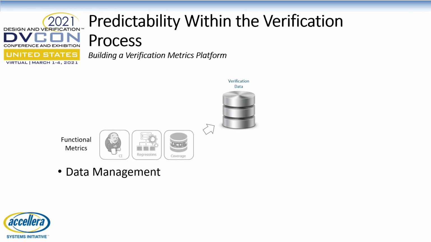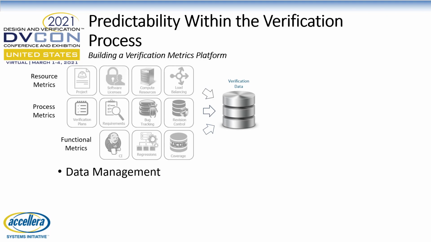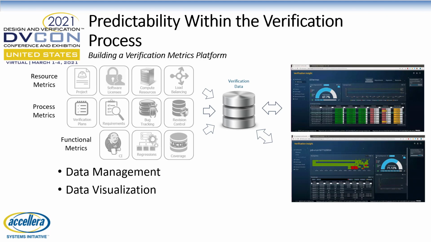Whether we're talking about coverage data or other functional metrics from your regression suite, or process metrics from your requirements or verification plan, or your bug tracking or revision control system, you can now keep track of process level data in the same repository. And at the project level, you can track project resources, software licenses, and compute resources. With all of this data at your disposal, our unique data visualization capabilities let you turn that data into information.